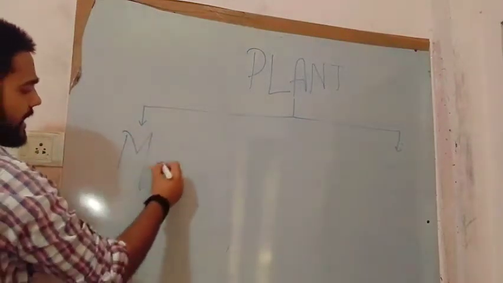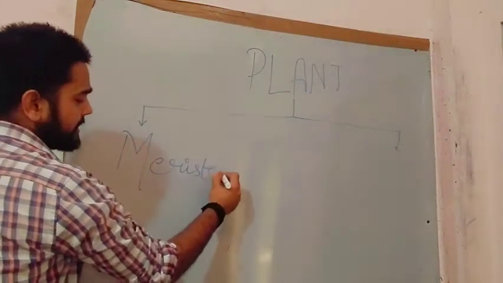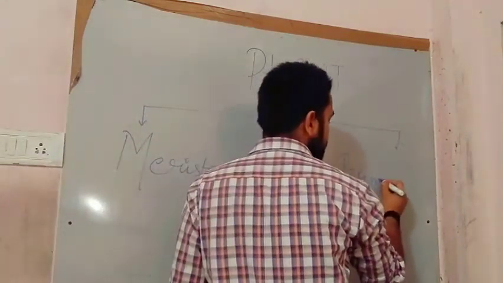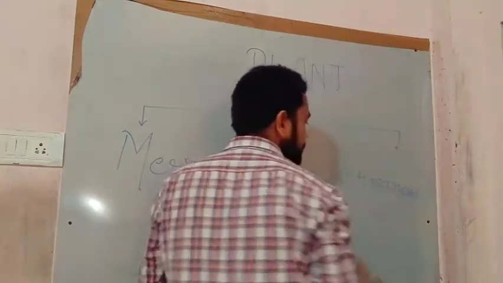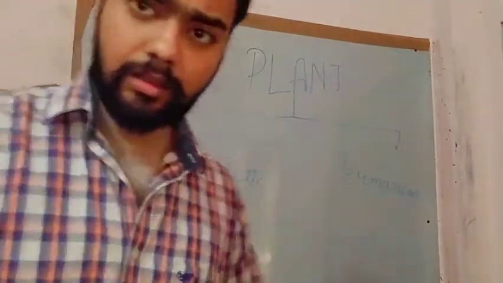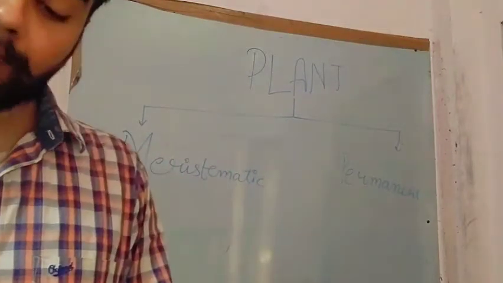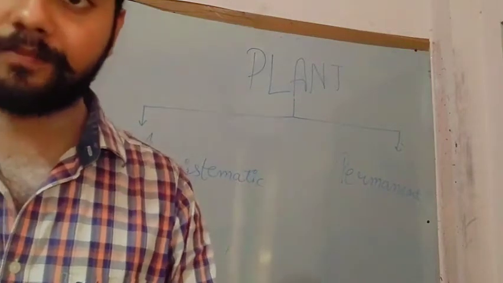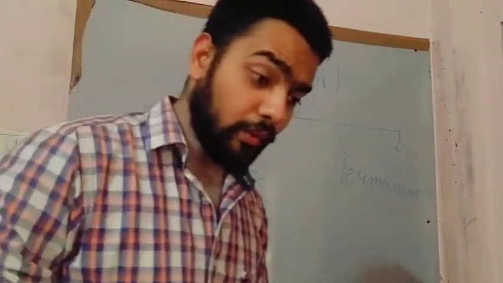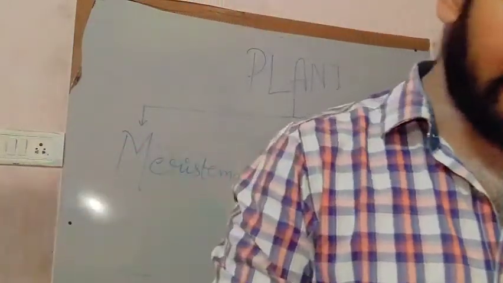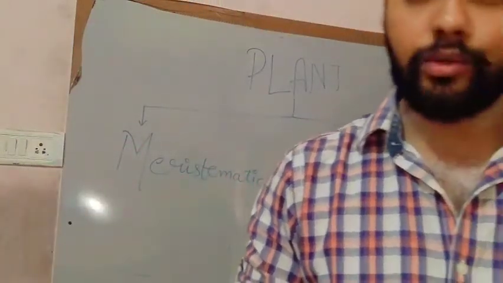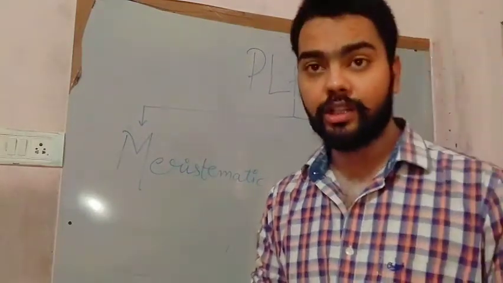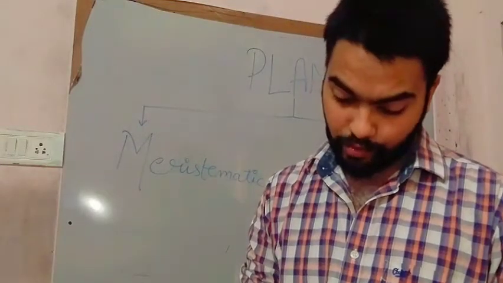So there are two types of plant tissue basically: meristematic and permanent. There are two types of plant tissue. First one is meristematic and another one is permanent. The tissue which has the ability to divide again and again is called meristematic tissue. As I have written, the meristematic tissue has the ability to divide again and again and form new cells.